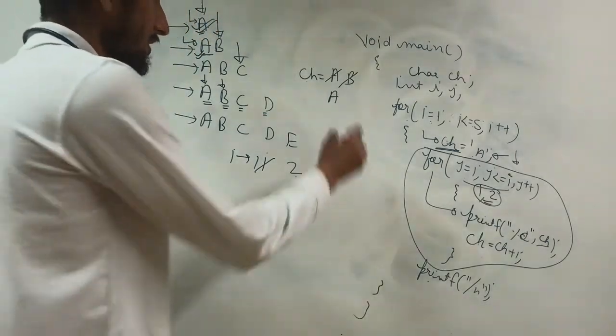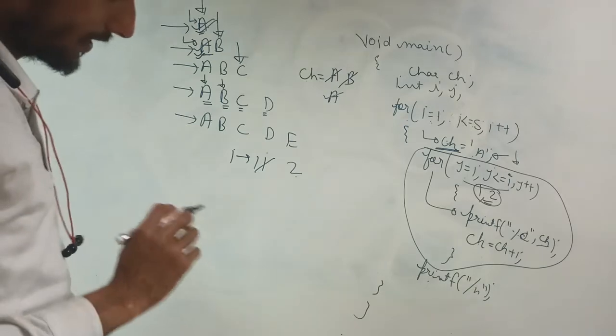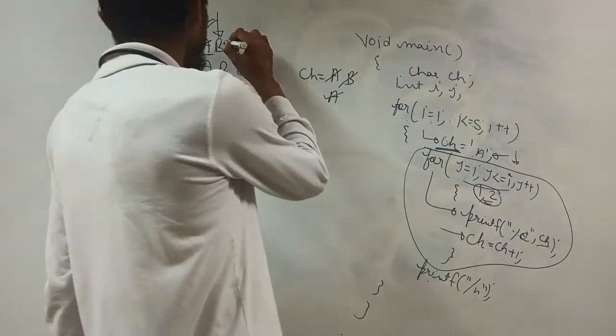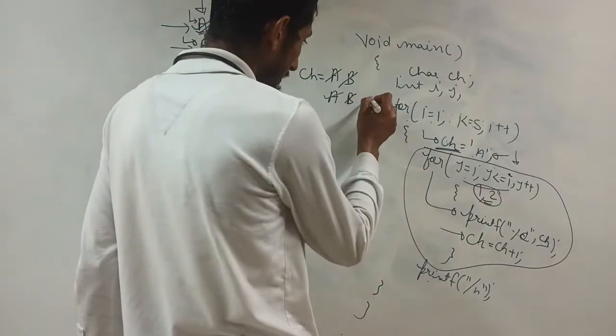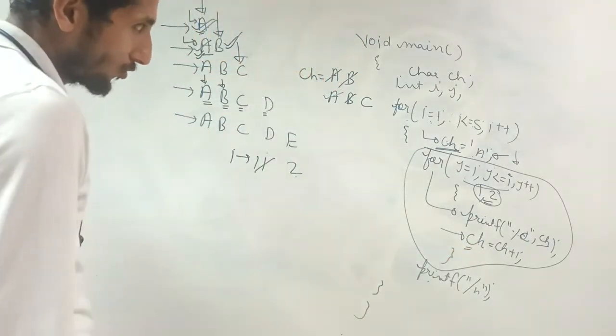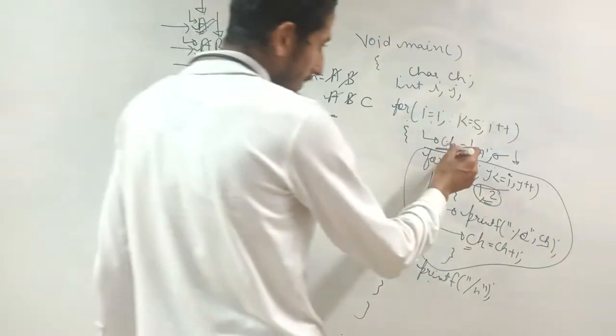The current value of CH is A, but the moment the compiler prints A, the value of CH will be incremented by 1. It means it will print A and B. So the compiler prints A and B, and it will become C. Okay. Then I will come out of the loop. The compiler cursor will move here, and the value of CH again becomes A.